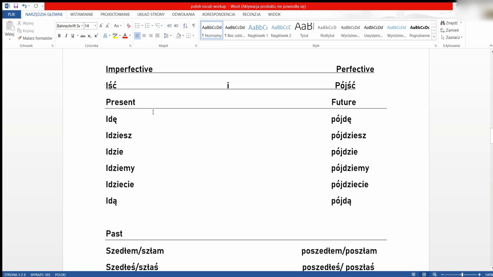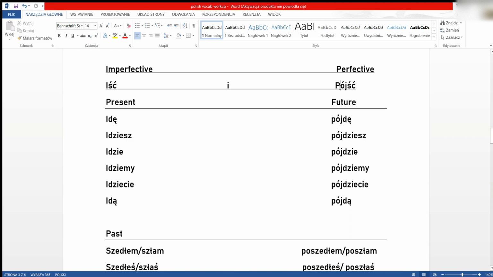So today we're going to talk about iść, which means to go, and it's an imperfective form or aspect, which means that it's an ongoing process, that it's not completed yet. So when you say iść, it's the same as the present continuous, as when you say I am going. So when you say ja idę, it means I'm going now.